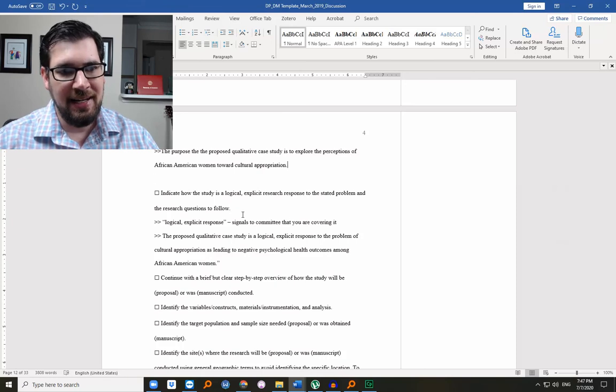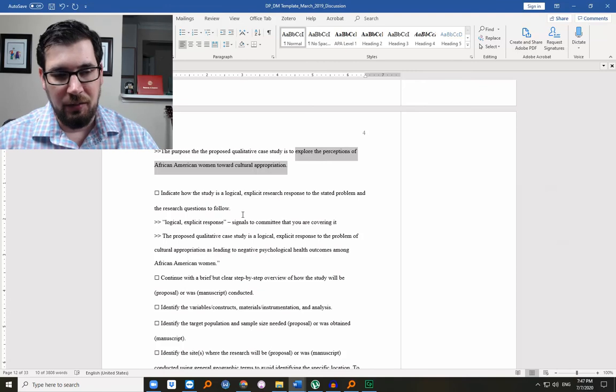And so by having this problem down here, that it leads to negative psych health outcomes, then we might want to understand that better by exploring their perceptions toward it. If we understand what's really going on, then we might understand why it's leading to negative psychological health outcomes, or if that is even the root cause, or if it's a mediator or moderator.